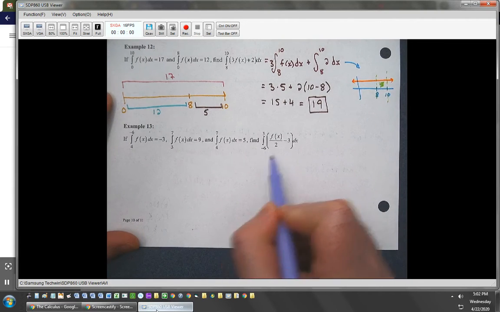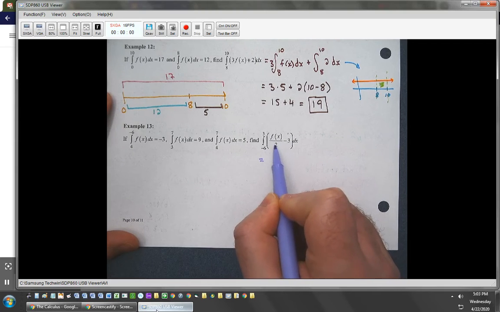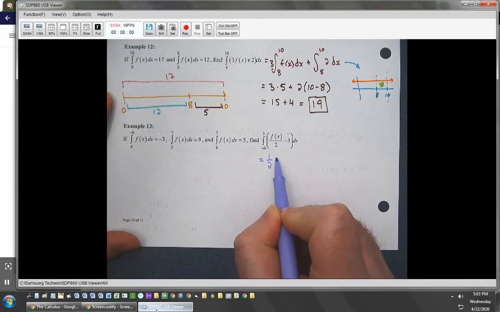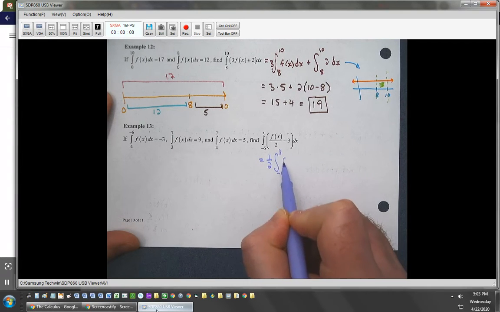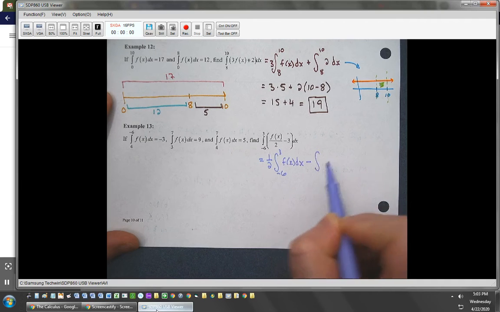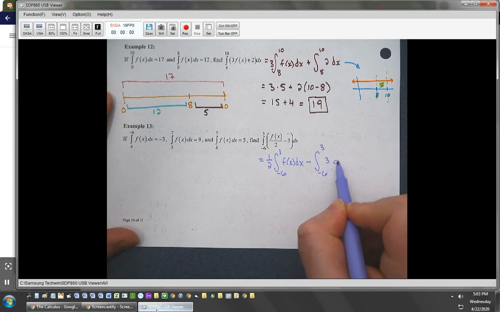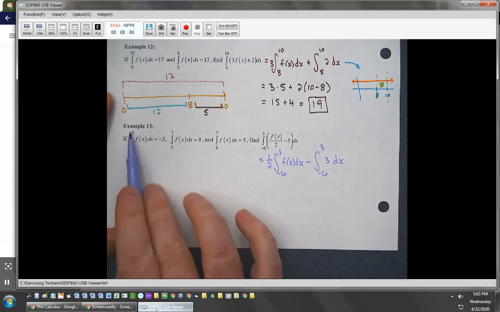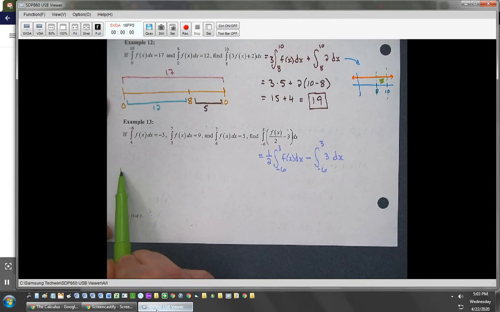So I'm going to split these up, and I'm going to take this constant of 1/2 out of the front term. So that's the integral from negative 6 to 3 of f of x dx minus the integral from negative 6 to 3 of 3 dx. Now, did they just tell us? Nope, they didn't tell us any of that. They didn't tell us any of negative 3 to 6. So we have to infer that. We have to figure that out using our areas.